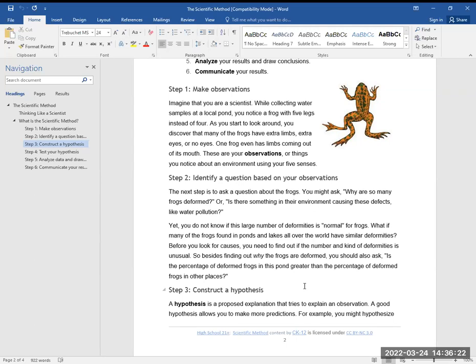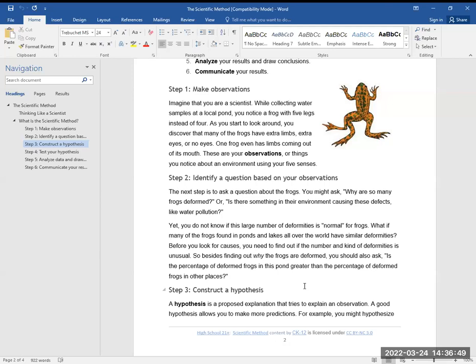So then, as the scientist at the local pond, you start to look around and you discover that there are a lot of other frogs that have extra limbs. So there are 10 of them, right? There are 15 of these frogs everywhere that have 5 legs instead of 4. One frog even has a limb coming out of its mouth.